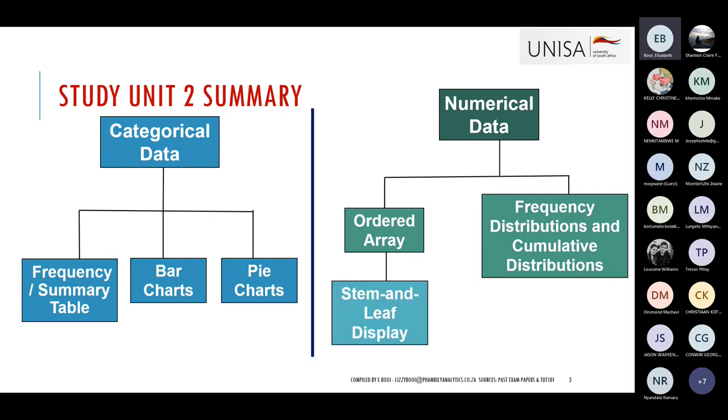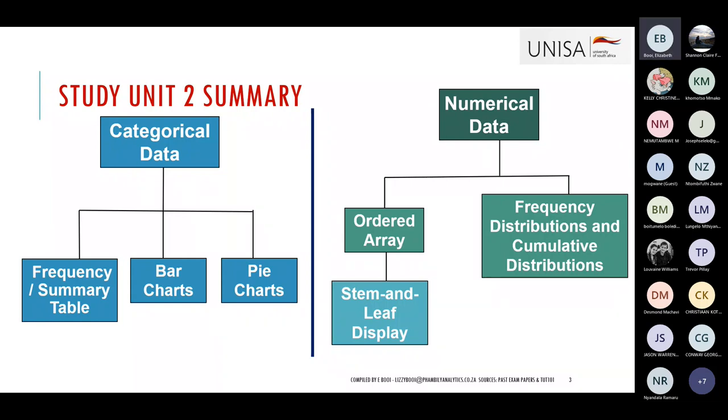Another visualization that you can do on numerical data is creating a summary table, which is called a frequency distribution, and a cumulative frequency distribution. For all of this, you also need to know the properties and how to create them, how to use them, and how to interpret the data from there. So if I have a summary table of numerical data, which is called a frequency distribution table, what other visualization can I create from that frequency distribution table?